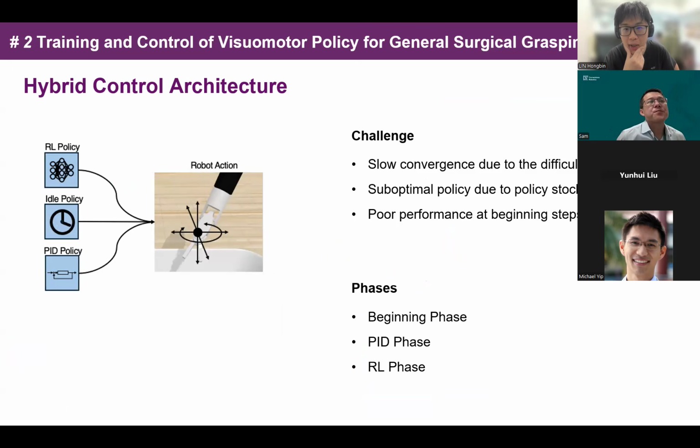We propose a hybrid control architecture to deal with the issue of the slow convergence caused by POMDP, suboptimal policy due to the policy stochasticity, and the poor performance at the beginning steps. We integrate our learned policy with the traditional control methods.